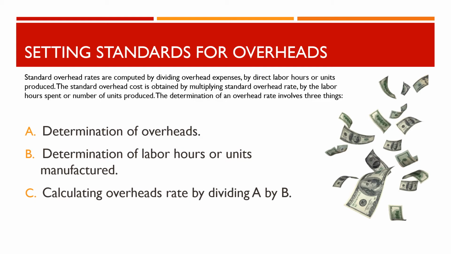Standard overhead rates are computed by dividing overhead expenses by direct labor hours or units produced. The standard overhead cost is obtained by multiplying standard overhead rate by the labor hours spent or number of units produced. The determination of an overhead rate involves three things: the determination of overheads, the determination of labor hours, or units manufactured, and calculating the overheads rate by dividing A by B.